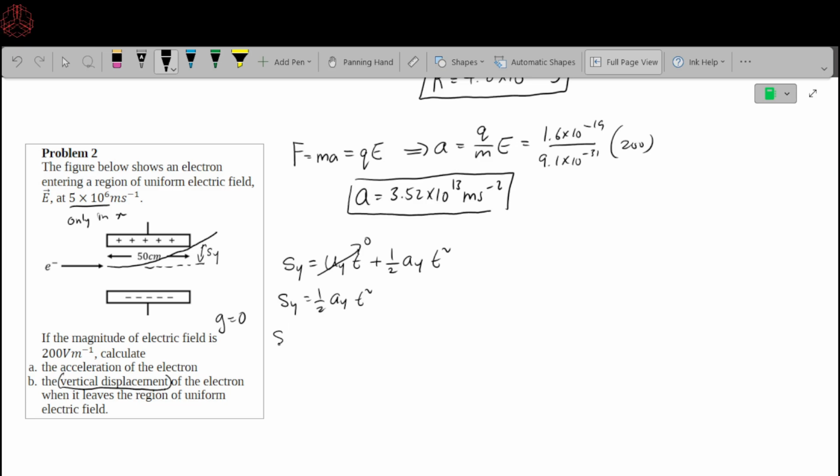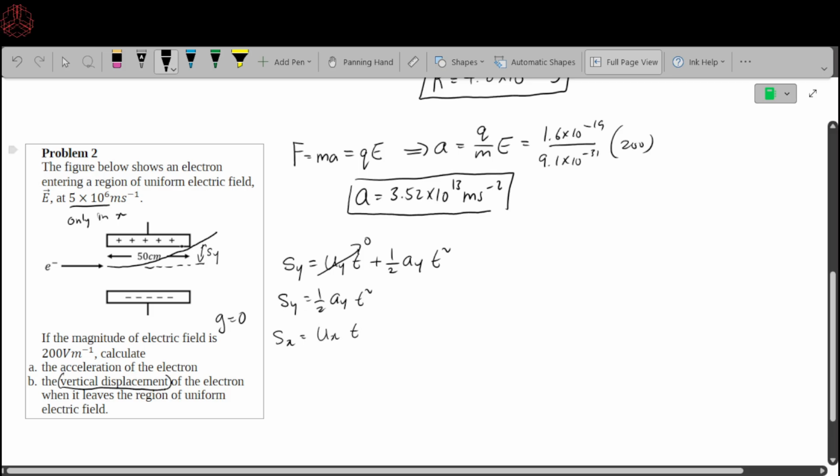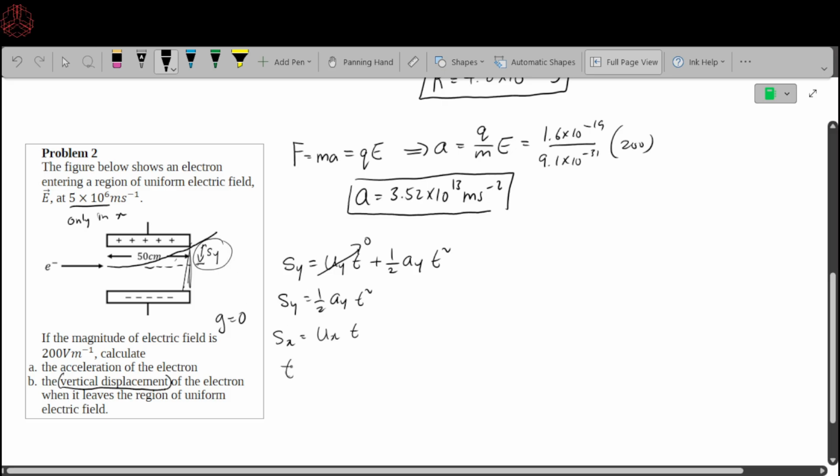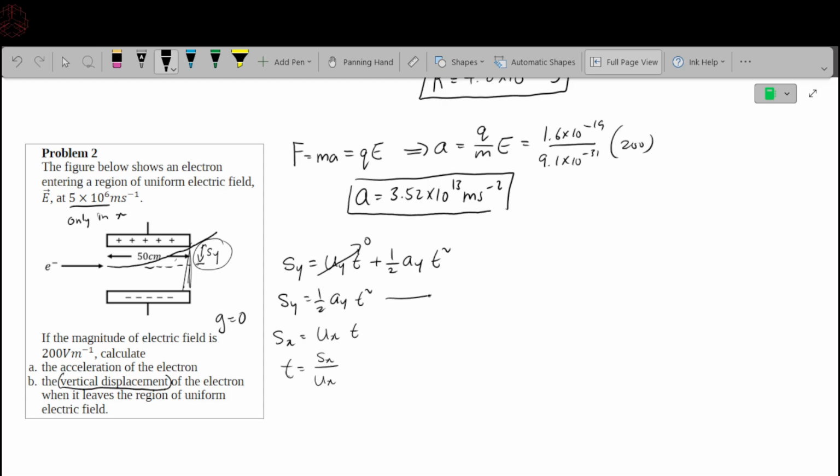Well, if you look at Sx, you will find that it is equal to ux times t. The good thing is the amount of time that the electron takes to exit this region is also the amount of time that the electron takes to move by Sy. So t is simply Sx over ux, and I can substitute that into my initial equation, Sy equals half ay times t squared. So I'm going to have Sx over ux.